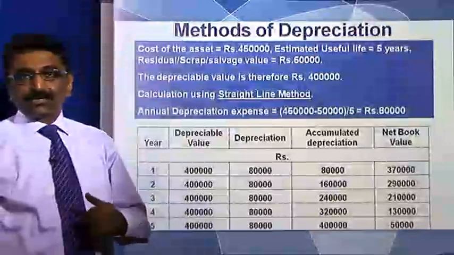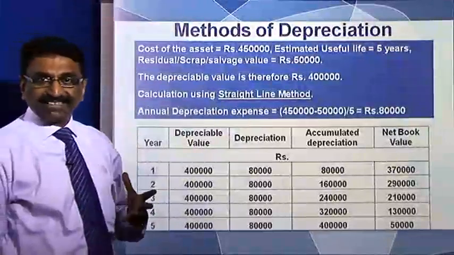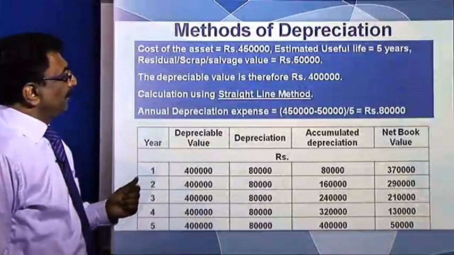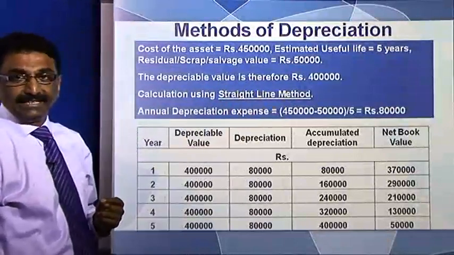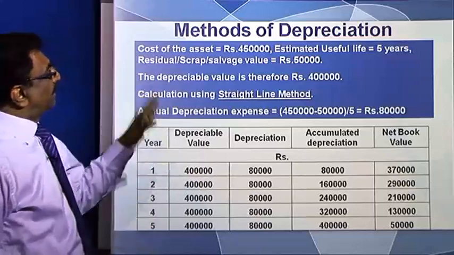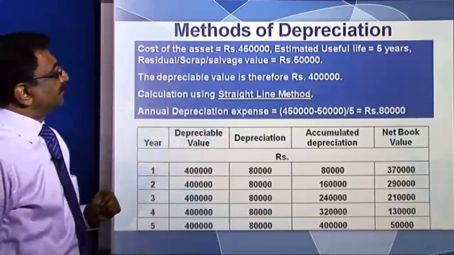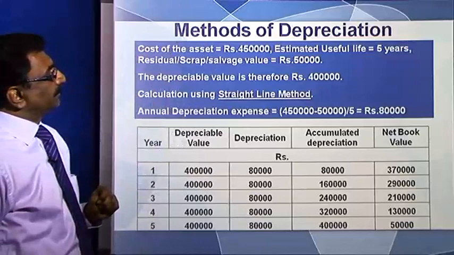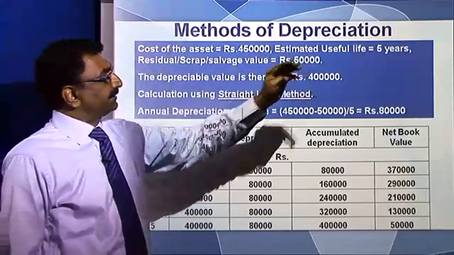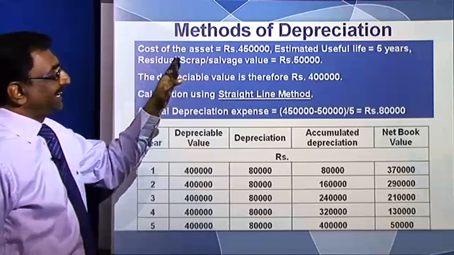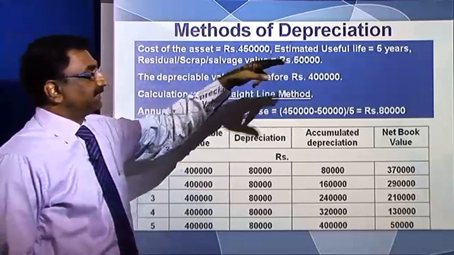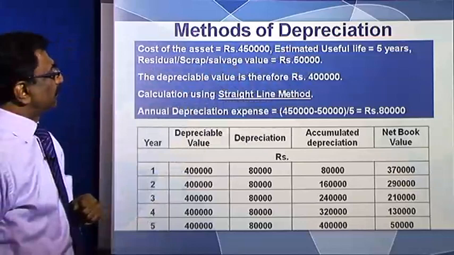Okay, then let's now continue with understanding the methods of depreciation. The first method that we are going to look at is called the straight line method. For this we have taken an example. We have an asset which costs us about 4,50,000 rupees. We have estimated that its life is about 5 years, and we believe that at the end of 5 years we can sell it at around 50,000 rupees.